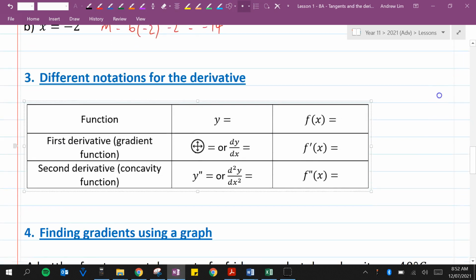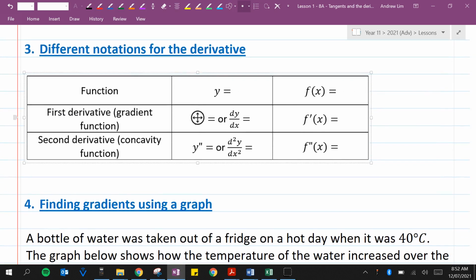Alright, so what are the different notations for the derivative? If the function is written as y equals something like 3x plus 2, the first derivative or the gradient function is just y dash or dy dx. If it's written as f of x is equal to something, then we just write the first derivative or the gradient function is f dash of x.